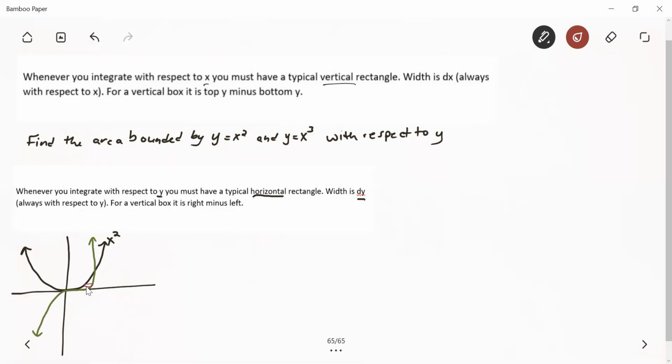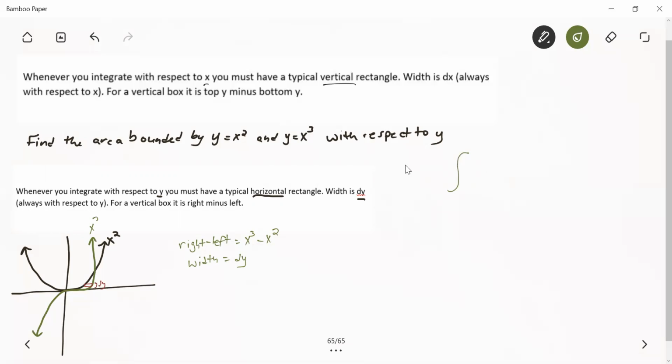So now we have a horizontal rectangle where this is our dy, and then we're going to have our right function minus our left function. In this case, this is my x cubed, so I have the right minus left. Well, the right function was my x cubed, my left function was my x squared, and then the width is dy.